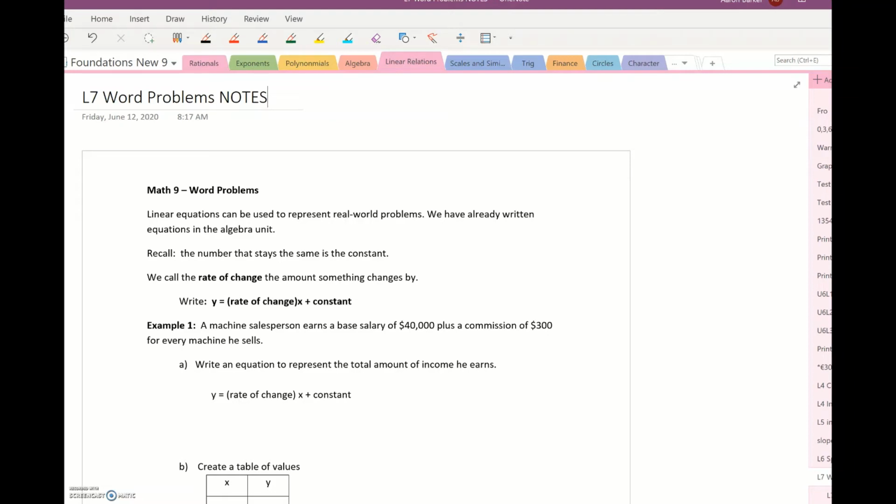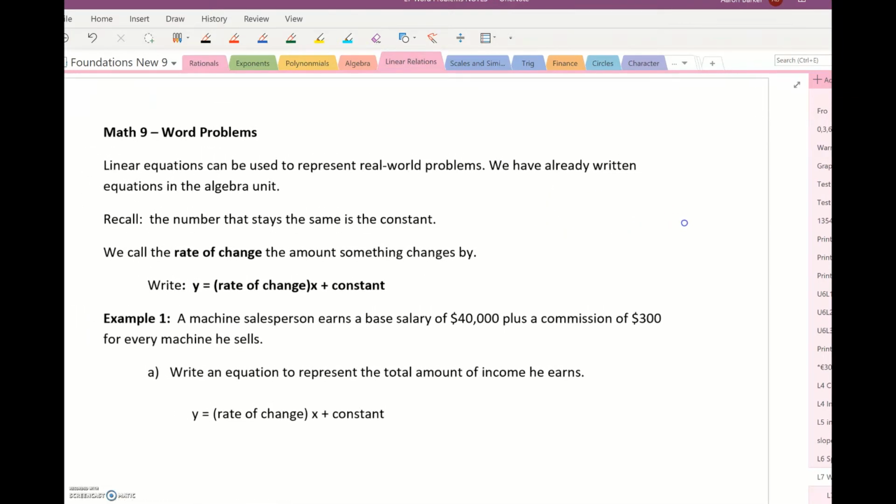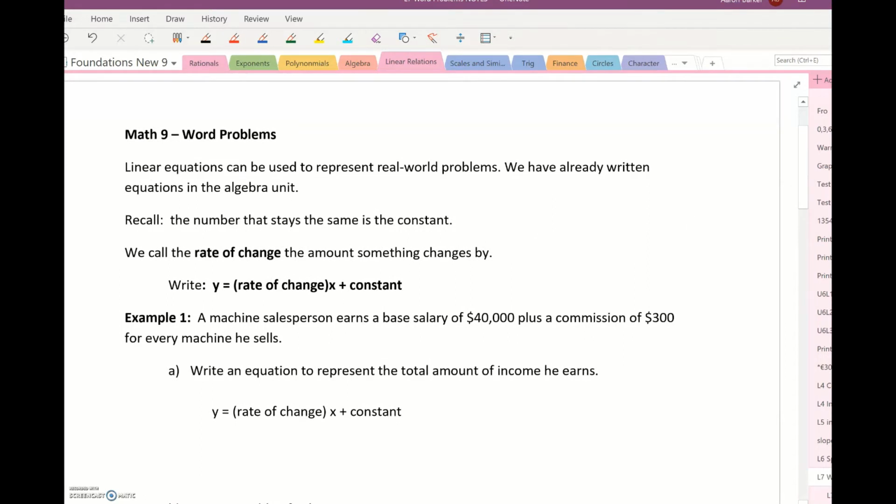Okay, class, so today's lesson is on word problems. All right, so linear equations, what we've been studying, they can be used to represent real-world problems. And we've already written equations in algebra. We didn't do too many word problems. This is going to be a bit of a challenge for us.